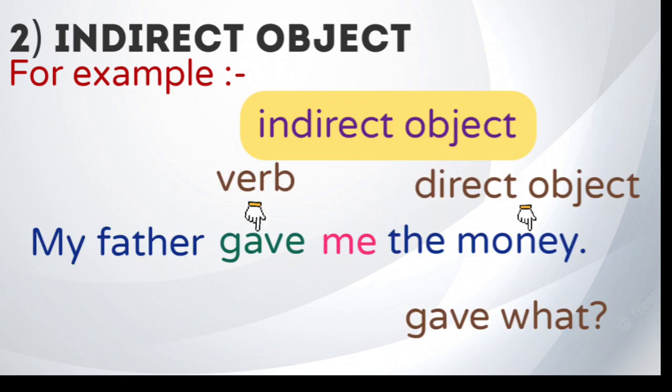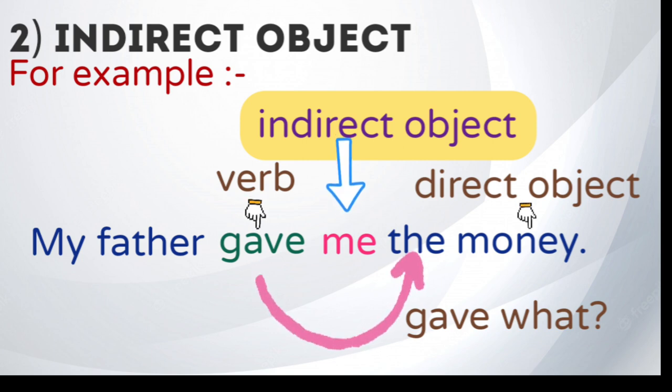For example, my father gave me the money. Here, gave is a verb. If you ask the question, gave what? The money. So money is the direct object. But the money is given to whom? Me. Gave me the money. So here me is an indirect object.